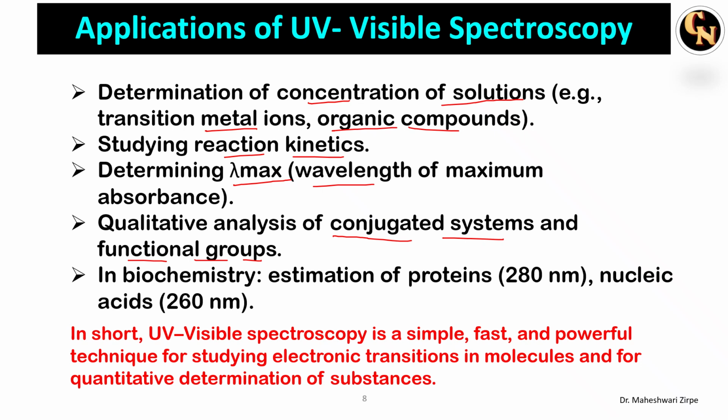It is also used in biochemistry for estimating proteins and nucleic acids. Proteins and nucleic acids absorb radiation at 280 nanometers and 260 nanometers respectively, and that's the reason they can be estimated using UV visible spectroscopy. So in short, UV visible spectroscopy is a simple, fast and powerful technique for studying electronic transitions in molecules and for qualitative determination of substances. I hope you understood the basic principle, its applications, how the transition takes place and in what region the radiation is absorbed by the electrons.